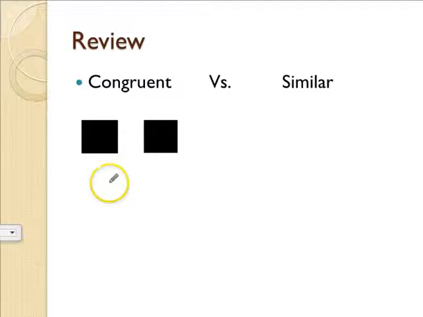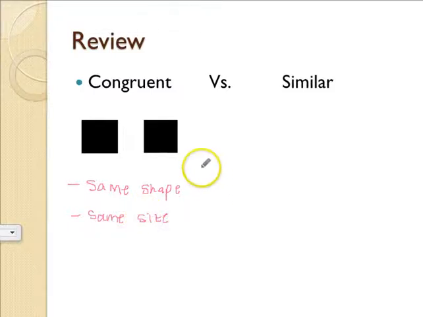Congruent is when we have the same shape, and not only do we have the same shape, but they have to be the same exact size. So when we talk about congruent, we're talking about the same shape and the same size.